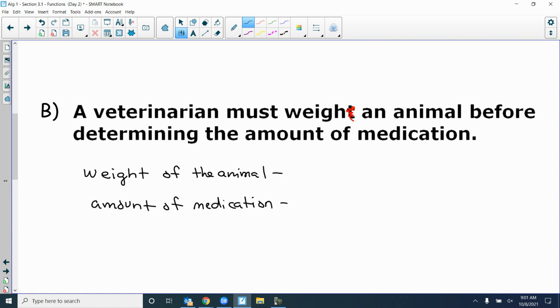Okay, which one depends upon the other one? The amount of medication depends on the weight of the animal. So that means the weight of the animal is the independent variable. Independent. And the amount of medication is the dependent. Okay? Because they're going to say, I need some heartworm pills. And they'll say, well, how much does your dog weigh? Okay. Or I need a seizure medicine. We'll say, how much does the dog weigh? So the amount depends upon the weight.